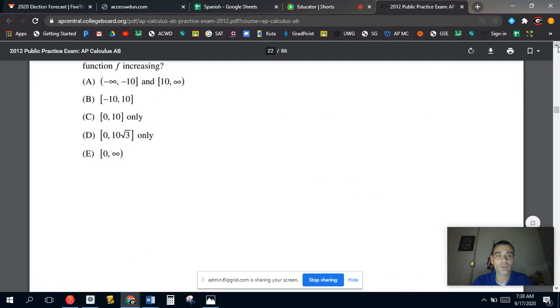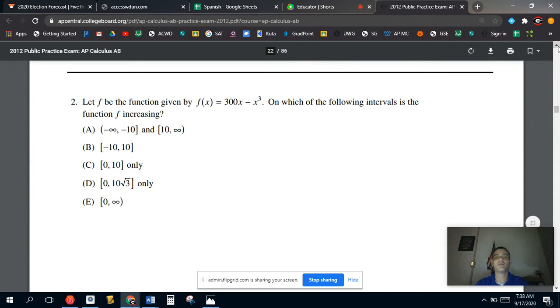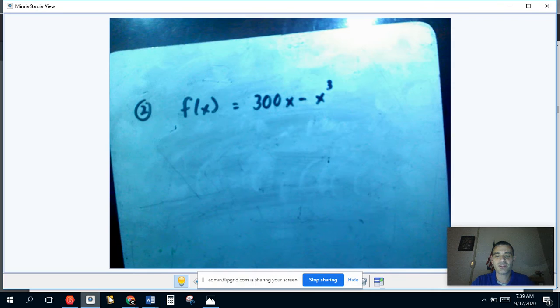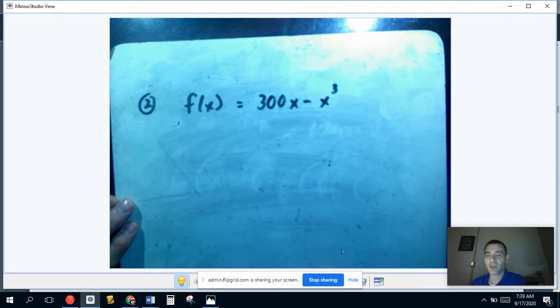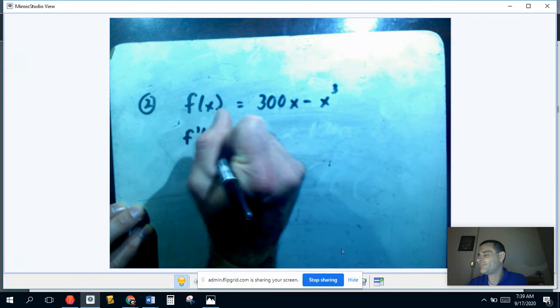Scrolling on down, number 2 says, let f be the function given. On which of the following intervals is the function f increasing? All right, so f of x equals 300x minus x cubed. So I'm going to write that down. Now, if you'll recall, anything about increasing, decreasing, concave up, concave down sounds like curve sketching. So it's going to require us to have some knowledge there, but it's also going to have us find derivatives. Okay, so you're increasing when the first derivative is positive. So let's go ahead and find the first derivative.